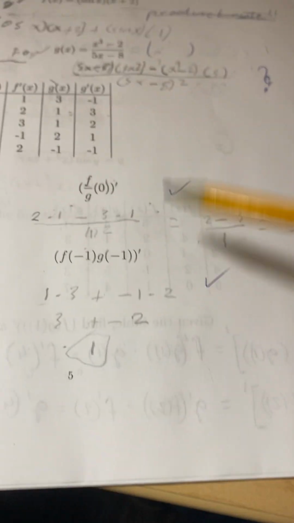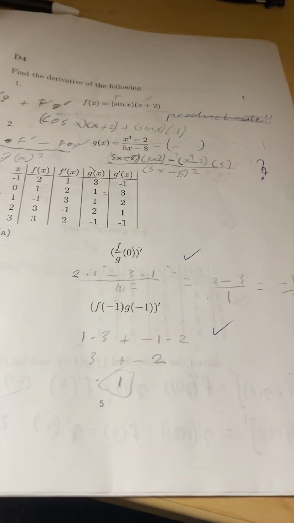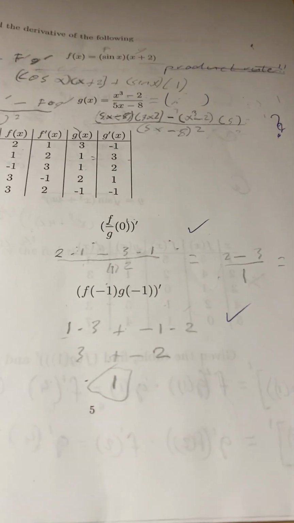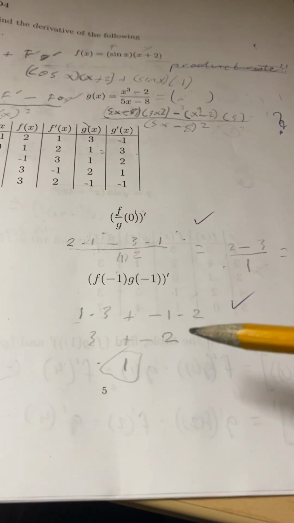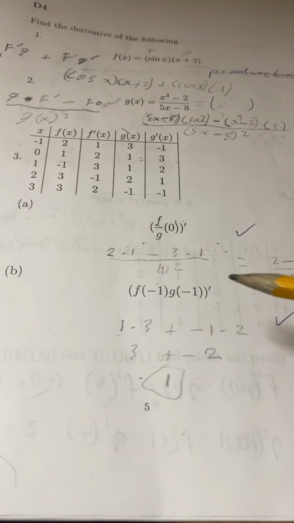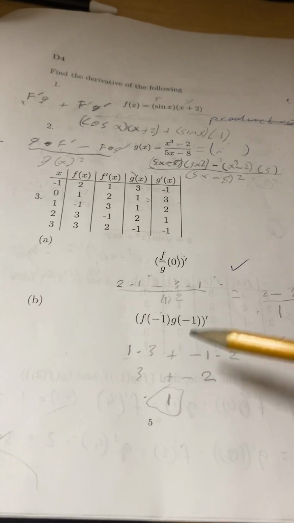And then right here is the product rule, because we're multiplying f times g. The product rule is when you multiply two functions. So right here we're multiplying f times g, therefore we're using the product rule. The product rule is f prime times g plus g prime times f.